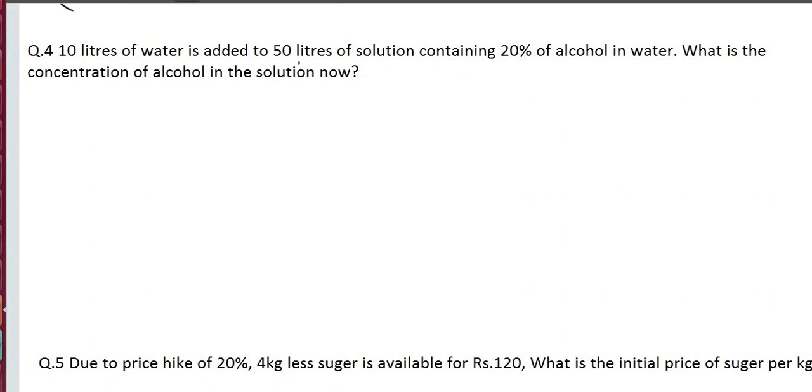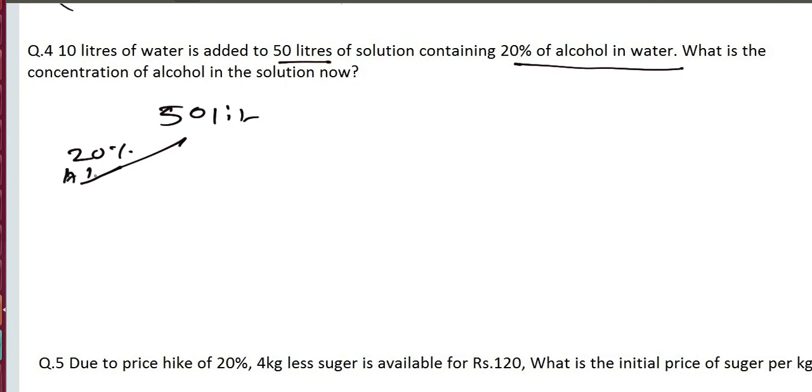Ten liters of water is added to 50 liters of solution containing 20% alcohol in water. What is the concentration of alcohol in the solution now? So we have 50 liters of solution. This contains 20% alcohol. So 20% means 10 liters alcohol, and it will contain 80% water. 80% means 40 liters water.